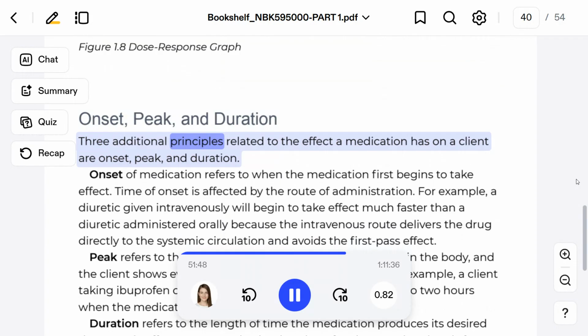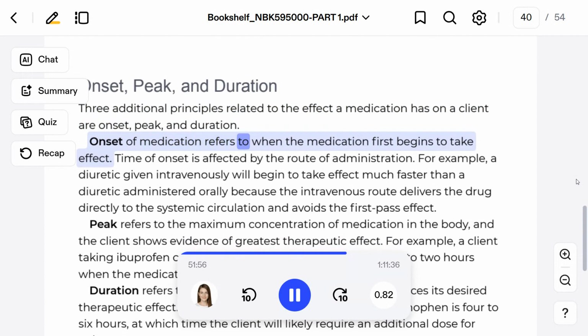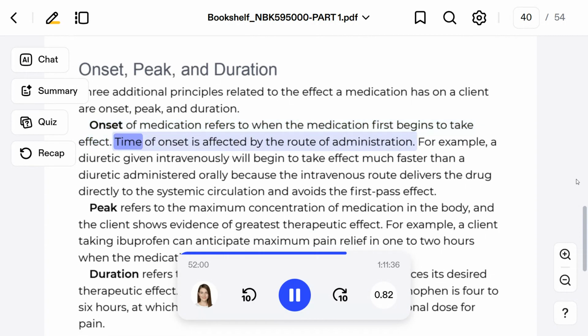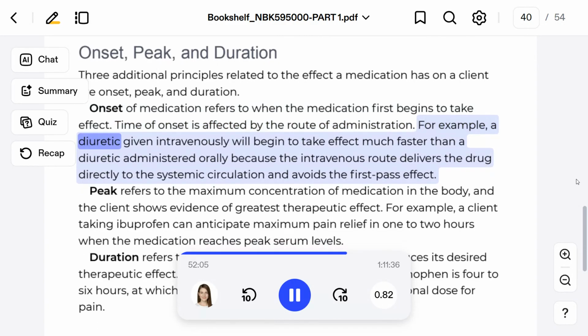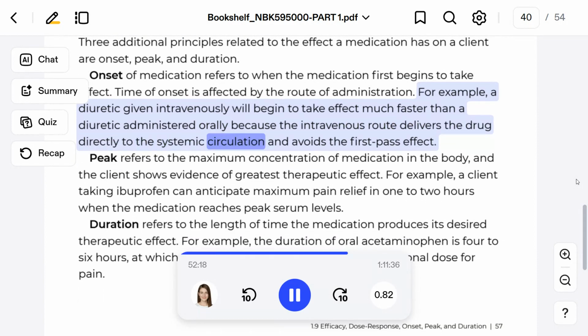Onset, peak, and duration. Three additional principles related to the effect a medication has on a client are onset, peak, and duration. Onset of medication refers to when the medication first begins to take effect. Time of onset is affected by the route of administration. For example, a diuretic given intravenously will begin to take effect much faster than a diuretic administered orally because the intravenous route delivers the drug directly to the systemic circulation and avoids the first-pass effect.